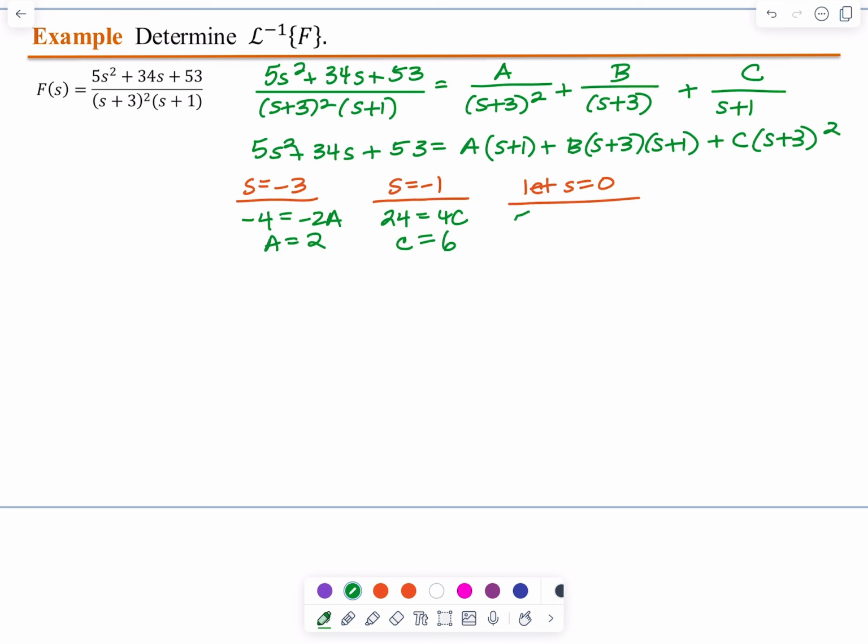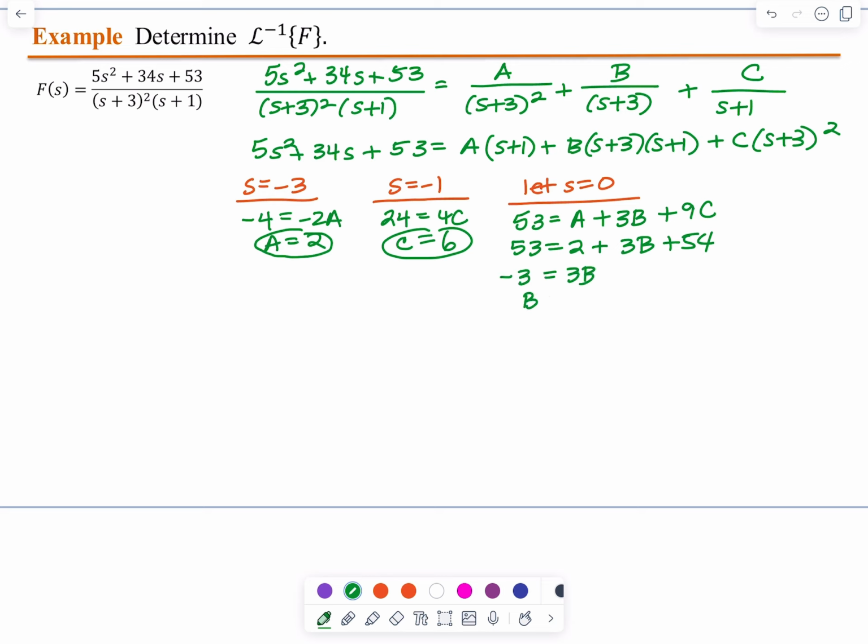So if s is 0, we get 53 equals a plus 3b plus 9c. And using our a equal to 2 and c equal to 6, we have that negative 3 is equal to 3b, so b is equal to negative 1.